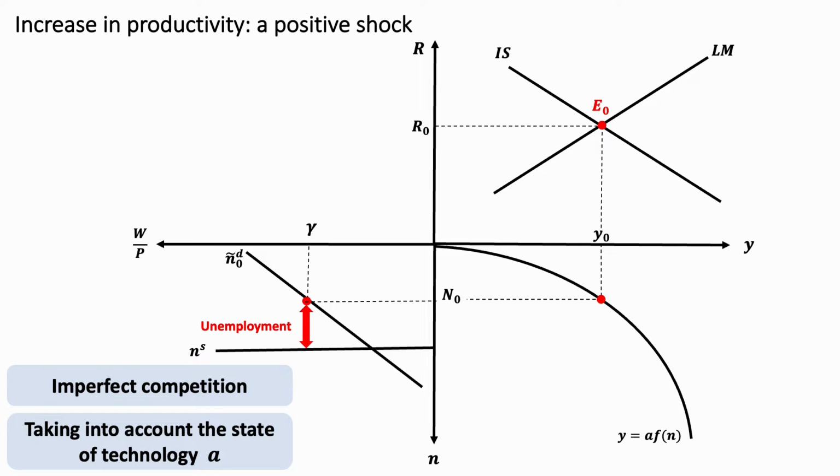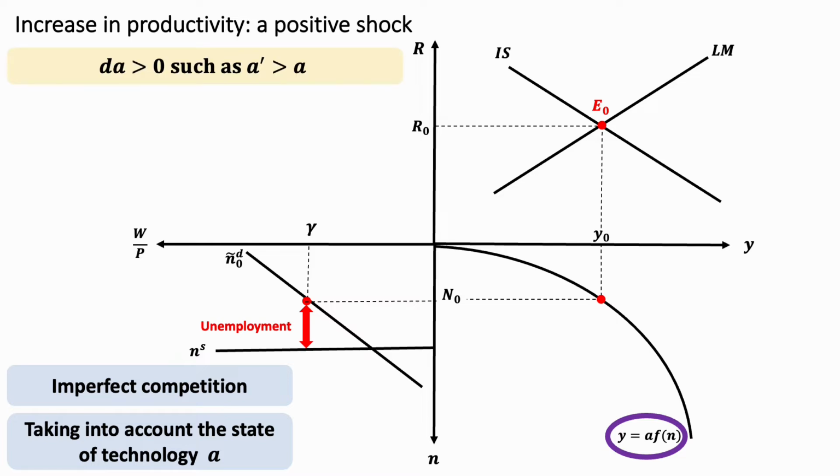The state of technology is measured in our model by a factor A, which we find in the production function y equals A F of n. A expresses an exogenous level of productivity, and any increase in this factor will lead to an increase in production. It makes sense, right? In this case, workers are more productive, so they produce more.